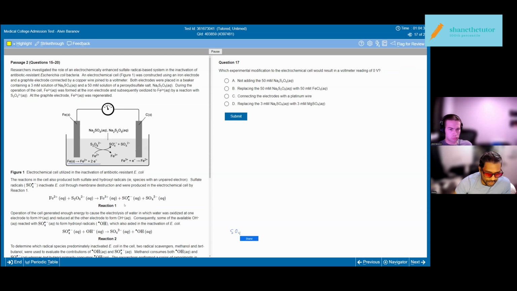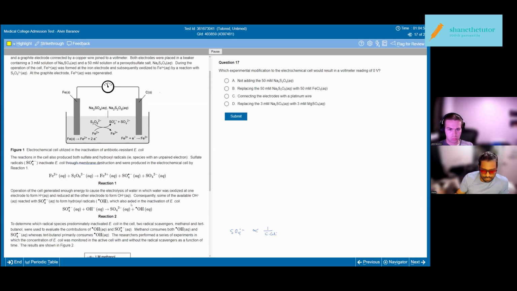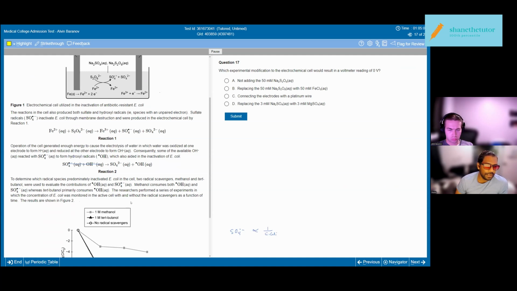So I'm going to write something like this, inversely proportional to E. coli. And we have our reaction here. Now, operation of the cell generated enough energy to cause the electrolysis. So an electrochemical cell has certain properties. Electrolysis is going to be an electrolytic cell, with opposite properties, like non-spontaneous.